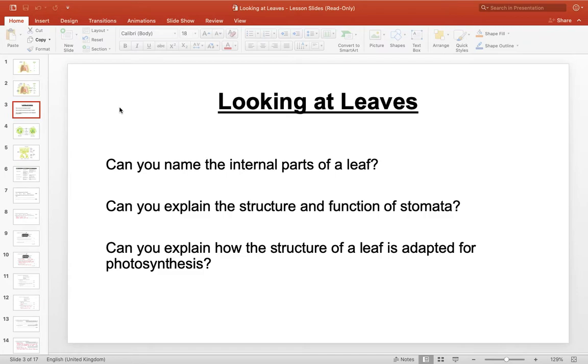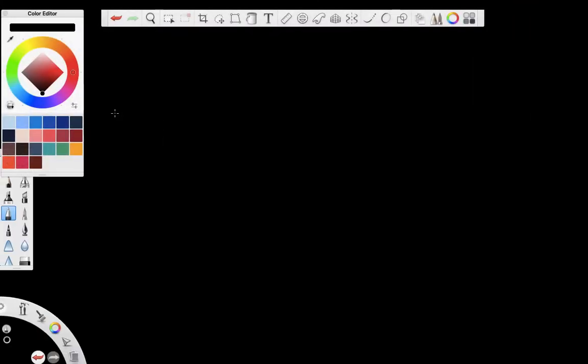So today's title, looking at leaves. By the end of the lesson you should be able to name the internal parts of a leaf, you should be able to explain the structure and function of the stomata, and you should be able to explain how the structure of a leaf is adapted for photosynthesis. So, first things first, the leaf is an organ that has one job, okay?